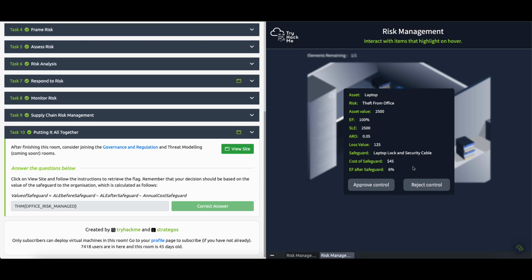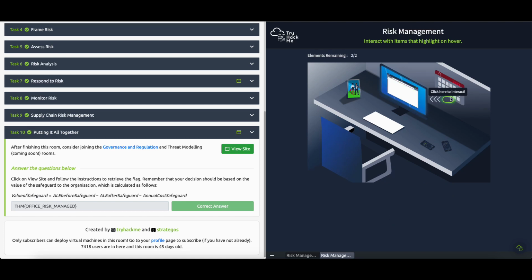Cost, okay, no, EF also decreases. You see, EF before safeguard is 1%, and EF after safeguard is 6%. So it's clear, it's cheaper than the first one. Okay, so we have to implement our safeguard here, so we can approve control.